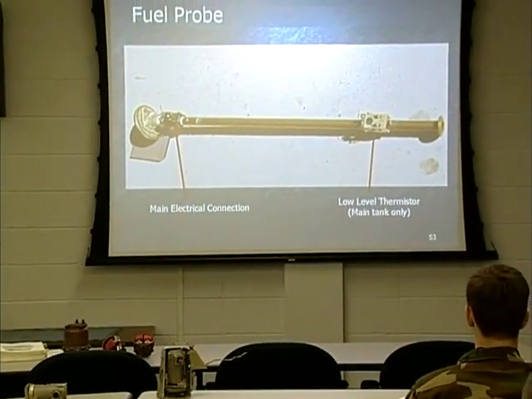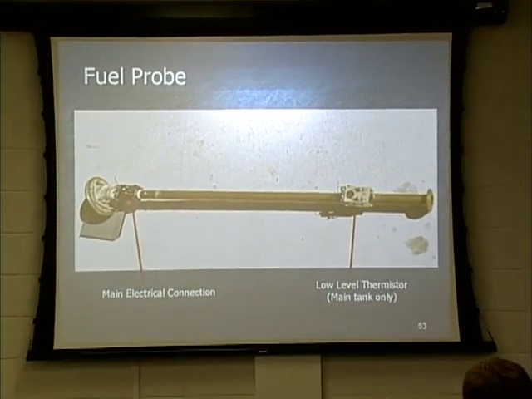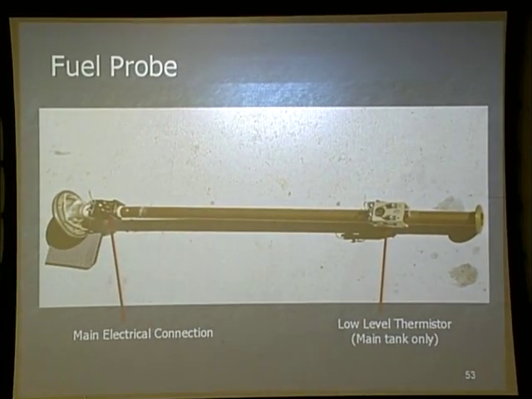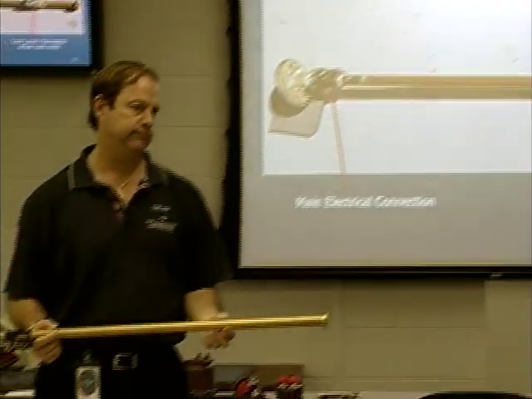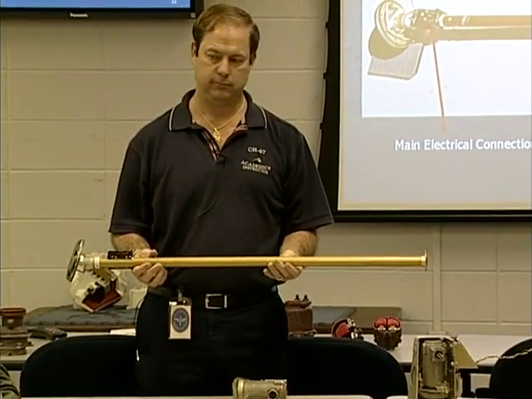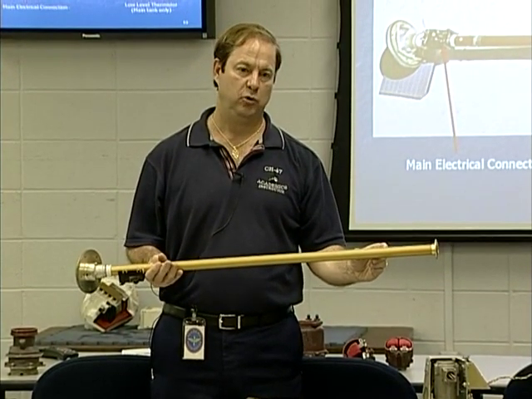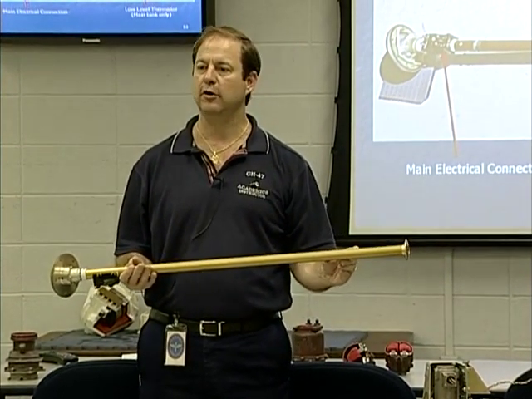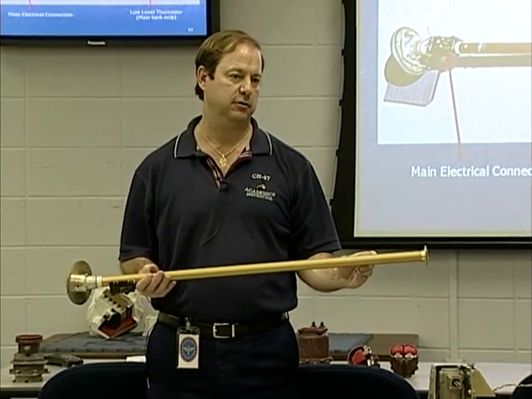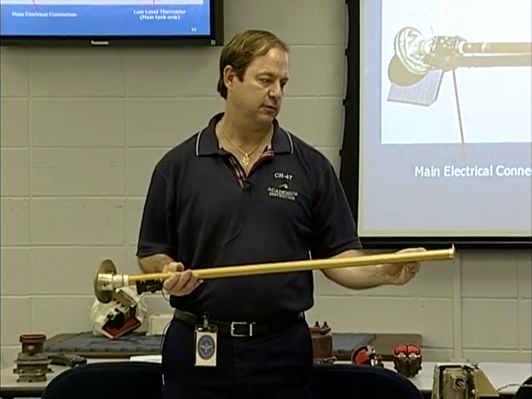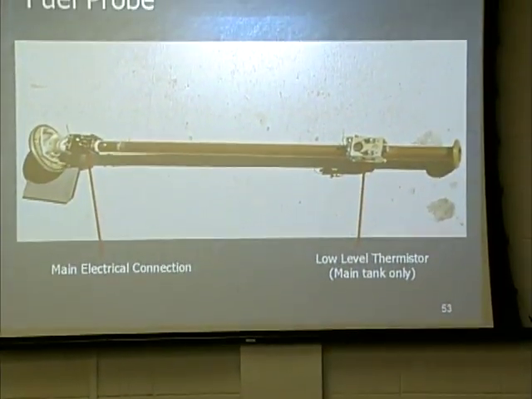Now, this is a center probe. Just keep that in mind. That up there is a center probe. This right here is any other probe other than a center probe. How do I know that? It doesn't have a low-level thermistor on there. What is a thermistor? It's a heat-activated switch. That's all it is.